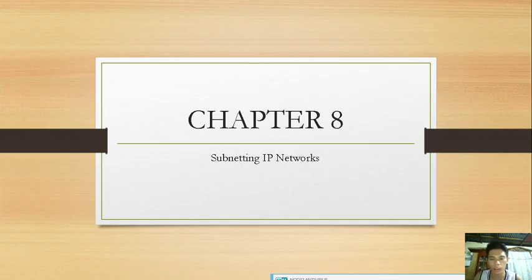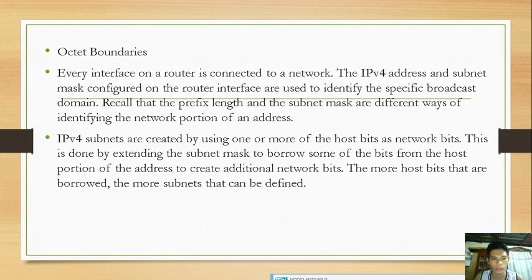So in this video, I'm going to discuss chapter 8, subnetting IP networks. First is octet boundaries. Every interface on a router is connected to a network. The IPv4 address and the subnet mask configured on the router interface are used to identify the specific broadcast domain. Recall the prefix length and the subnet mask are different ways of identifying the network portion of an address.